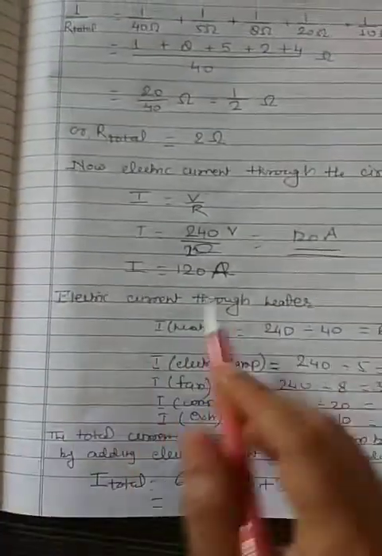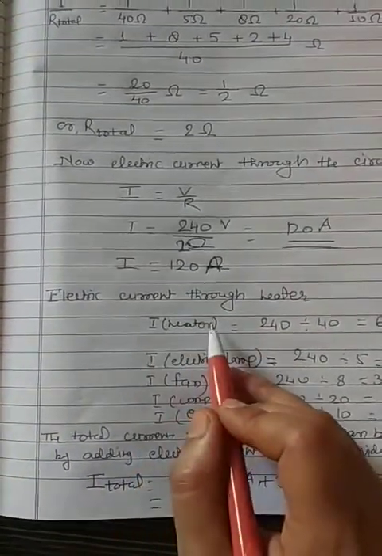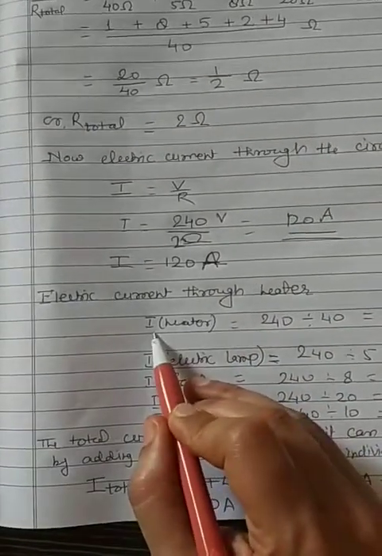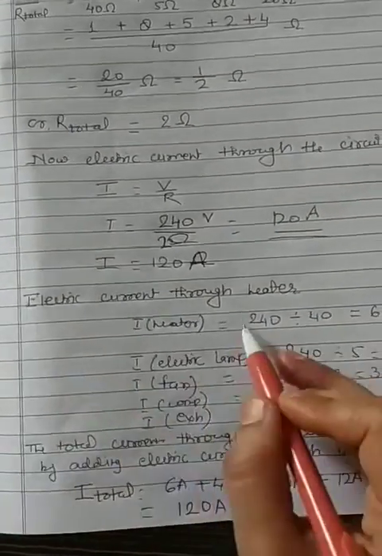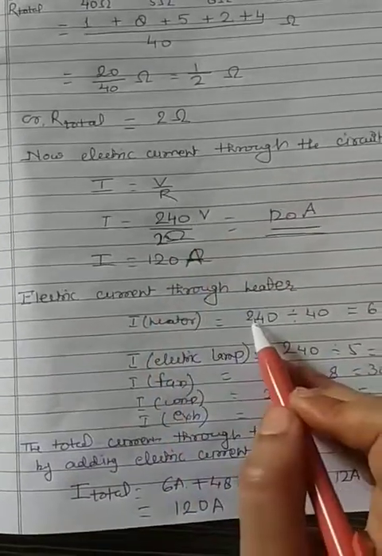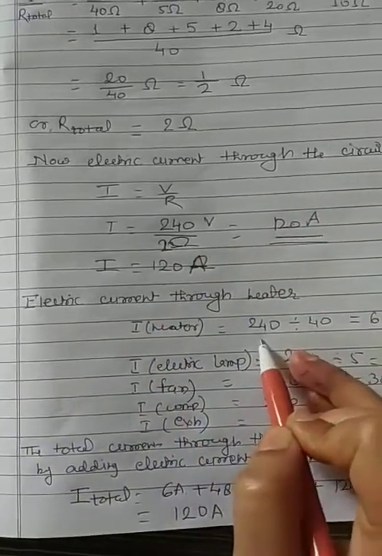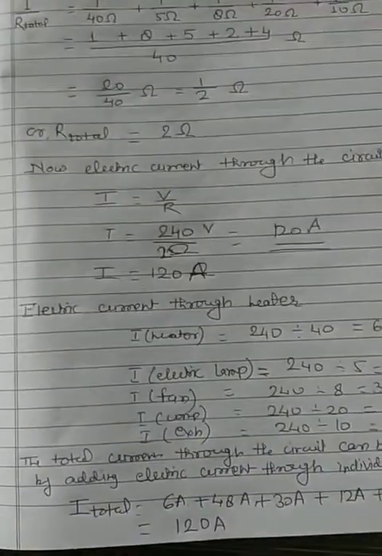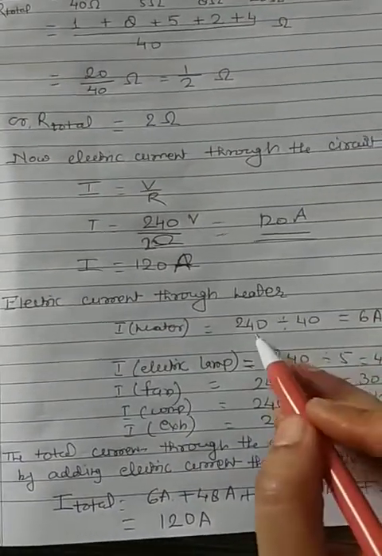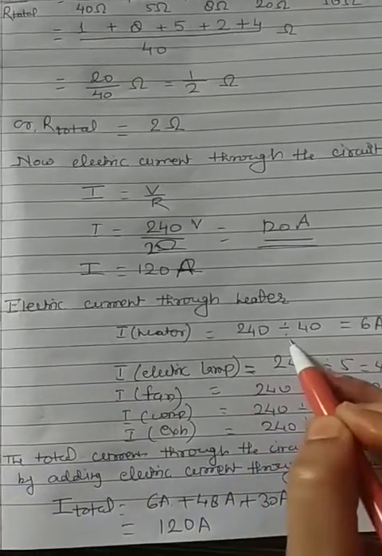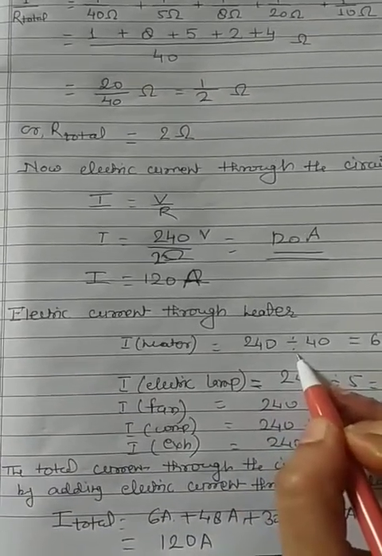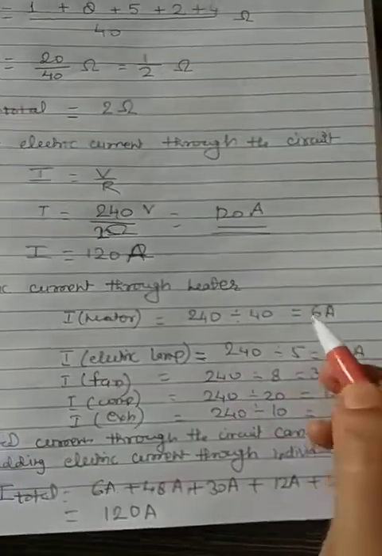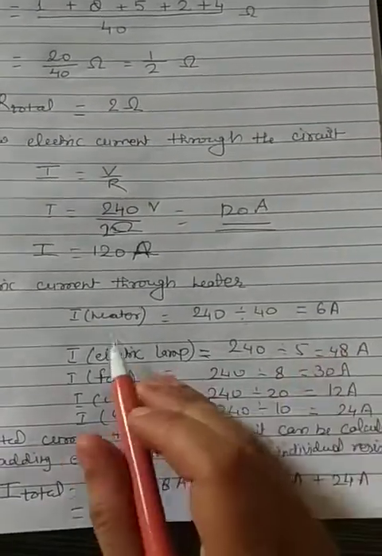Now we have to find the electric current through each of the components. For the heater, electric current I is equal to V upon R. In the same formula we have to put the values. So for the first one, I is equal to V upon R. The value of V is 240, and for the heater the resistance is 40 ohm. Divided, we will get 6 ampere current for the heater.